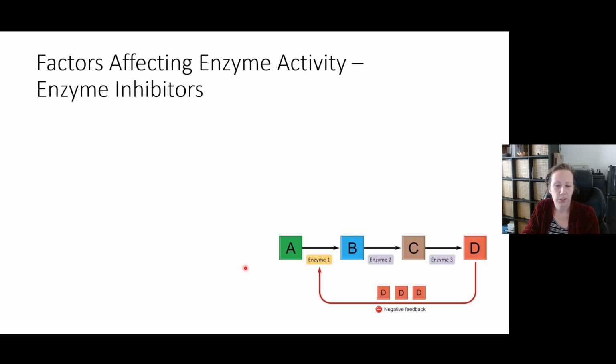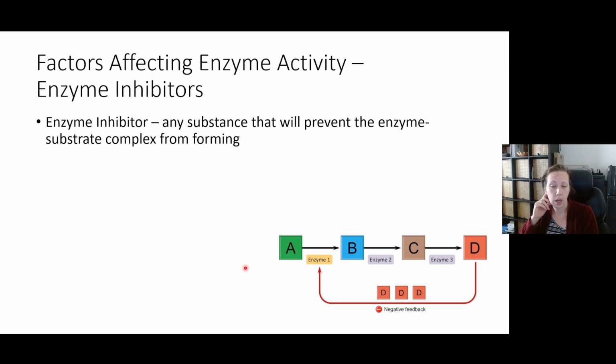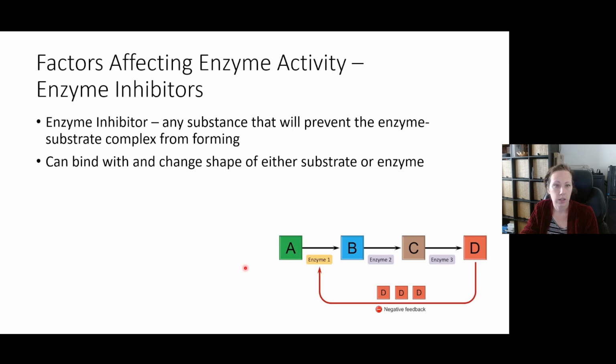Okay, so the next factor affecting enzyme activity, and the last one, is enzyme inhibitors. And so enzyme inhibitors are any substance that will prevent the enzyme substrate complex from forming. When the shape of a substrate or enzyme is changed, they are unable to fit together correctly, and the reaction is going to be stopped or slowed. And so that's what these inhibitors will do. They're going to bind with and change the shape of either the substrate or the enzyme.